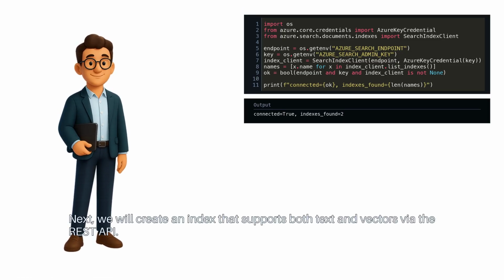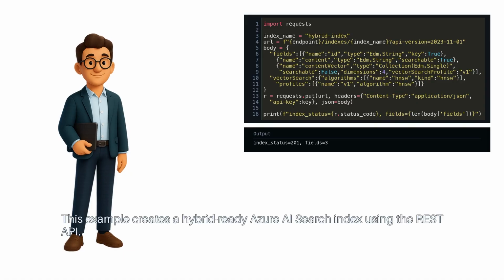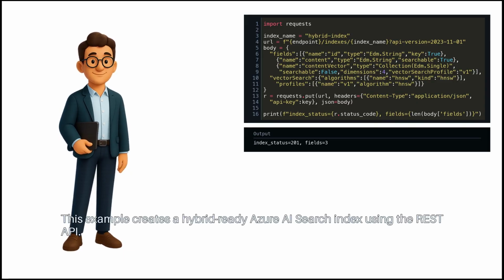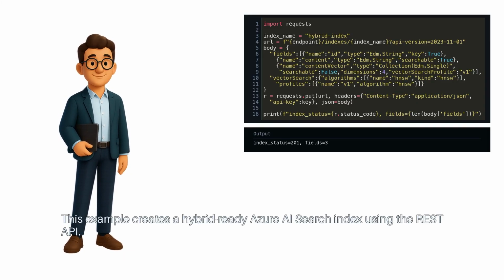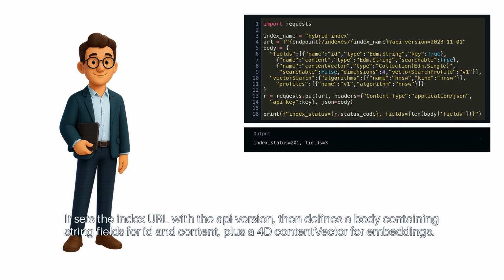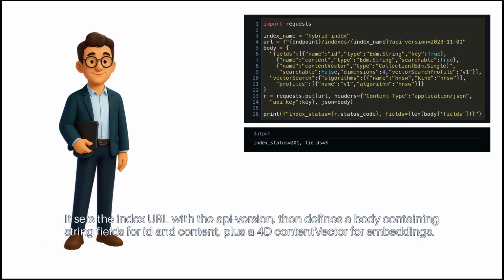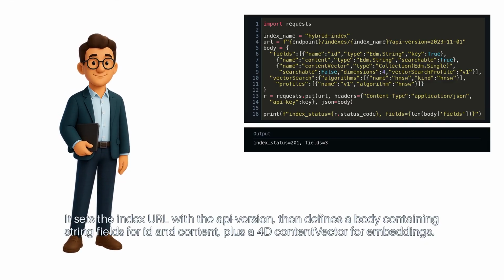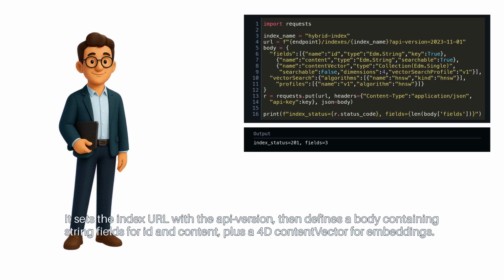Next, we will create an index that supports both text and vectors via the REST API. This example creates a hybrid-ready Azure AI Search index using the REST API. It sets the index URL with the API version, then defines a body containing string fields for ID and content, plus a 4D content vector for embeddings.